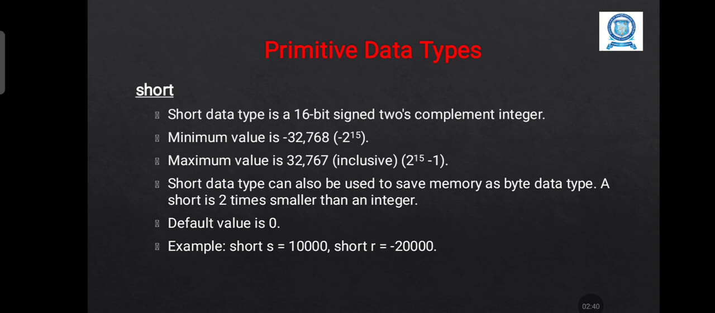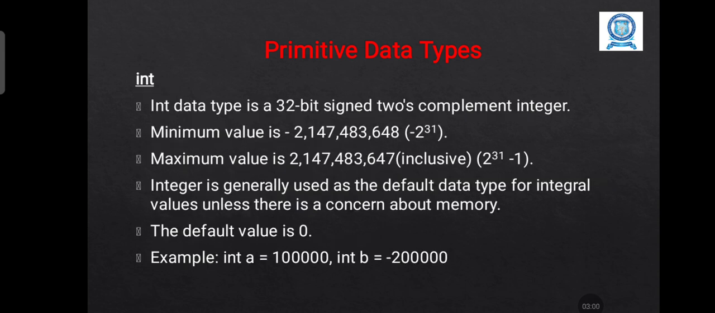Now short. It is the type with a 16-bit signed data item which will also have a minimum value and a maximum value. The default value is 0. We have to declare a short data item with the keyword short. For example, short is equal to 10,000. Integer is a numerical data type and the size is 32-bit, which will also have the minimum value minus 2 power 31 and maximum value 2 power 31 minus 1. The default value is 0. This type is declared with the keyword int.